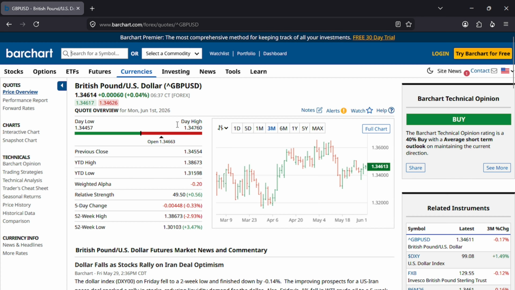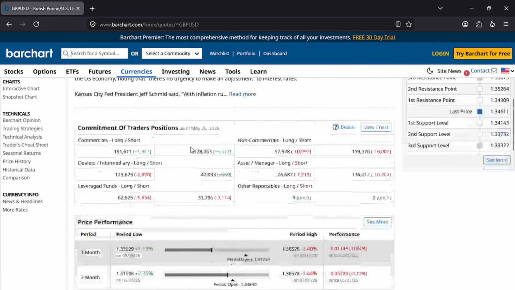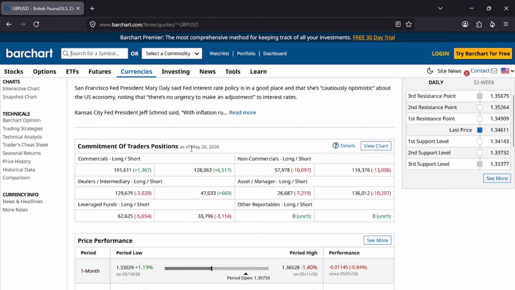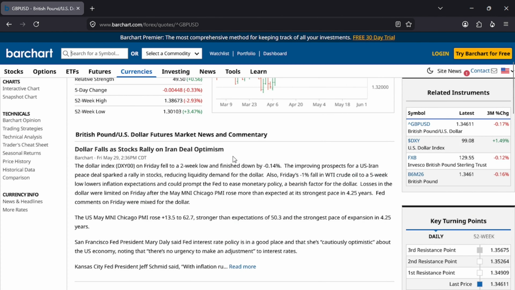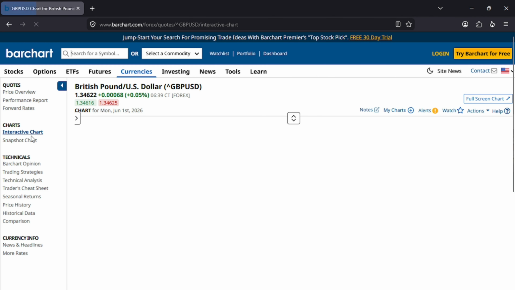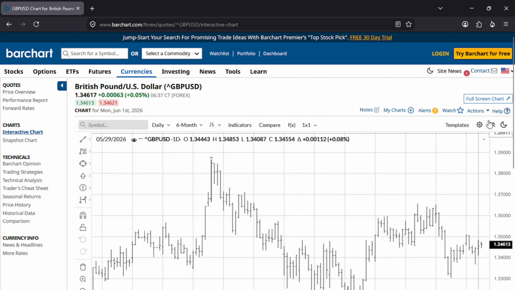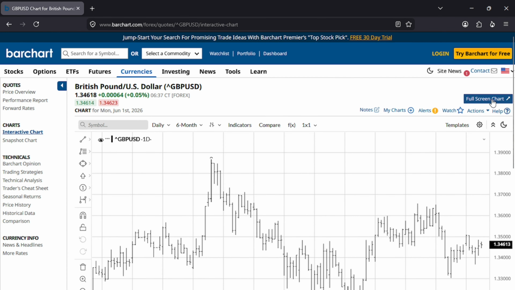Here we have various data on the British pound against the US dollar. You can see the current news revolving around this forex pair. This is the last commitment of traders position that was reported as of May 26, 2026. I'm going to click on the interactive chart. You can sign up if you want, so it's free. You can use it freely. For me, I can use it like this without signing up. Let's click on the full screen.